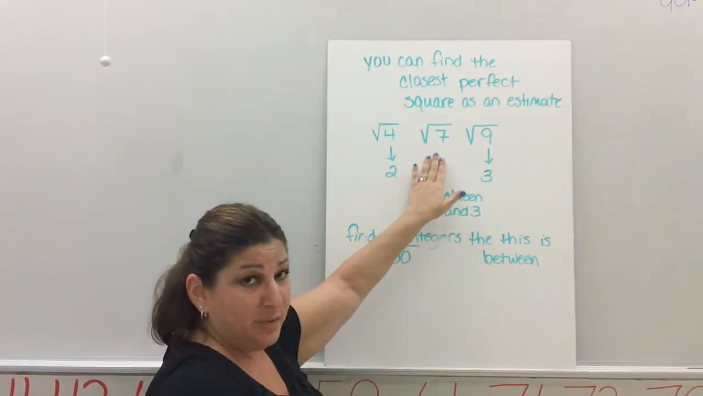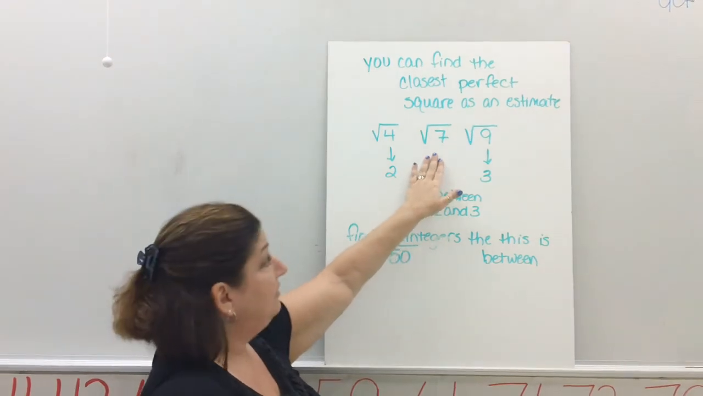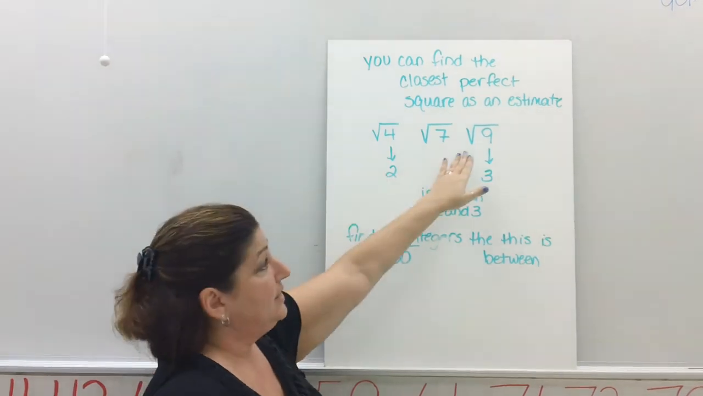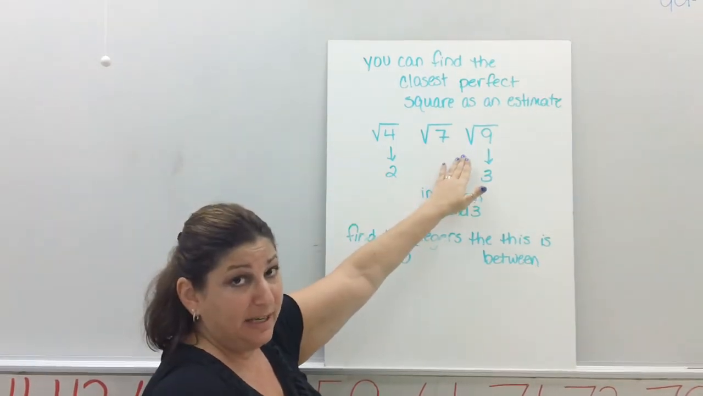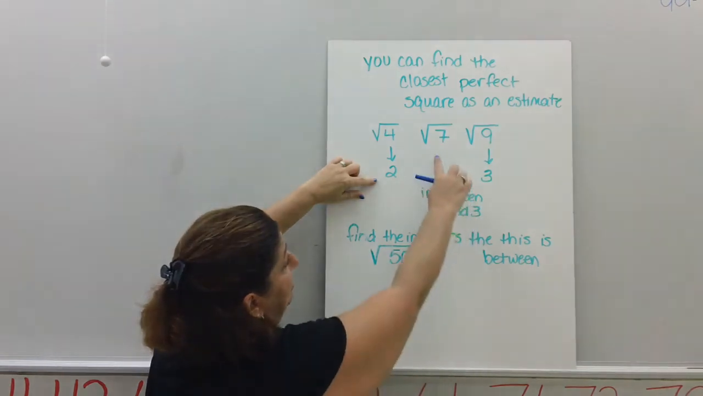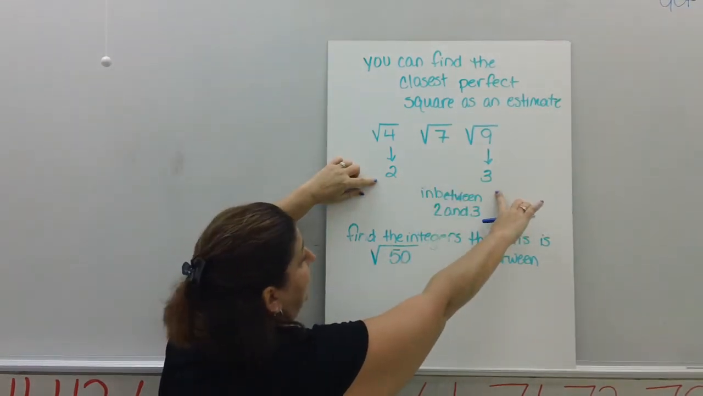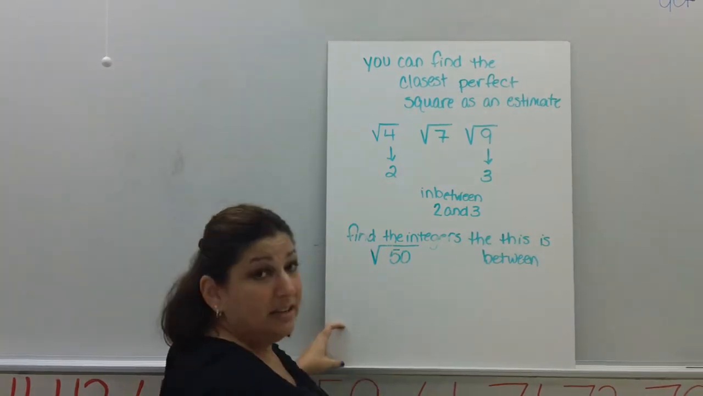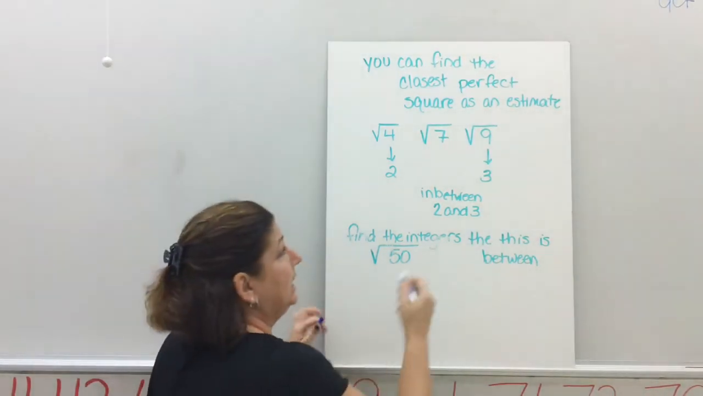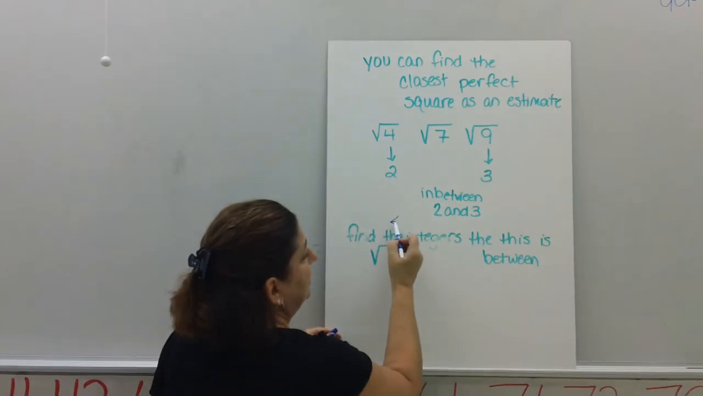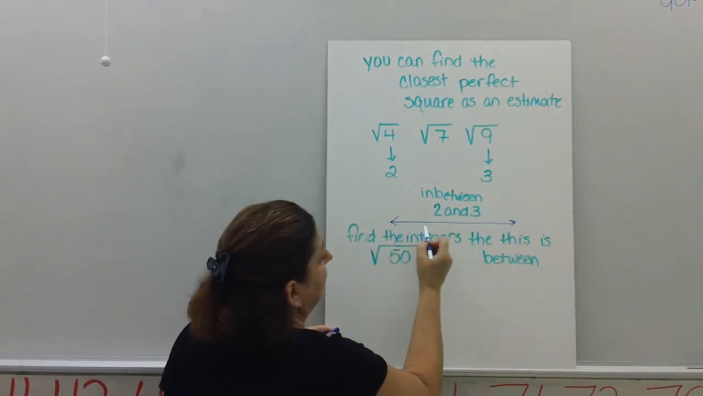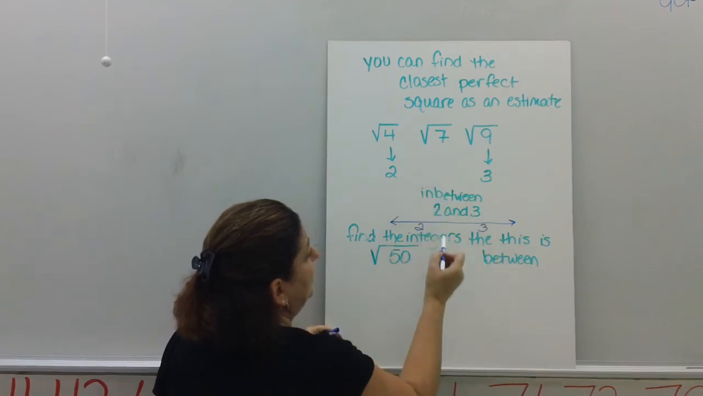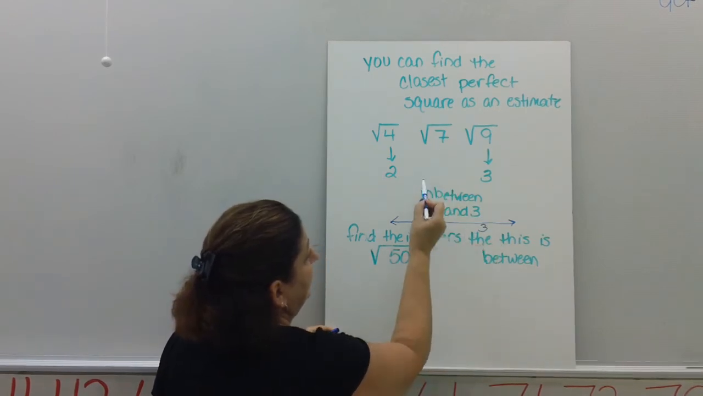If I ask for the square root of 7, I know that it's going to fall in between the square root of 4, which is a perfect square, and the square root of 9, which is a perfect square. The square root of 7 is going to fall in between the integers 2 and 3. And if you think about what this looks like on a number line, it's actually closer to the 3 than it is to the 2.